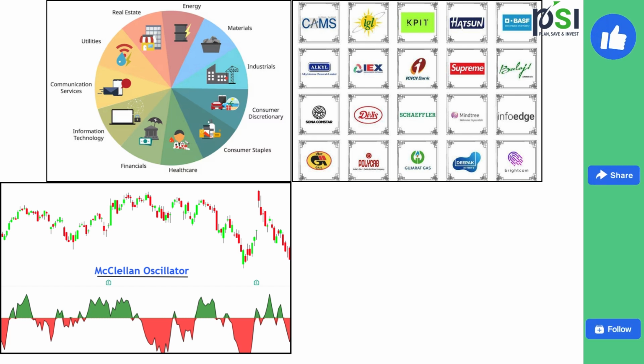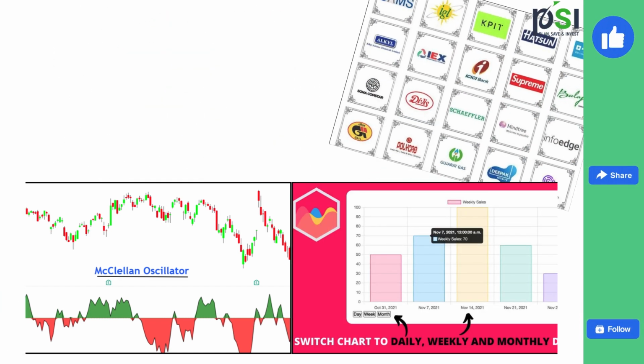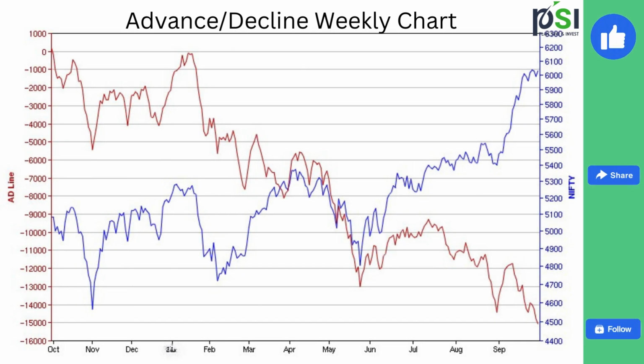The next thing you have to remember is this is applicable only on daily, weekly, or monthly charts. If you are taking advances and declines on a daily basis, then you should apply this indicator only on the daily charts. In case you're taking it on a weekly basis, like how many stocks advanced in a week and how many stocks declined in a week, then you should use this on the weekly chart.